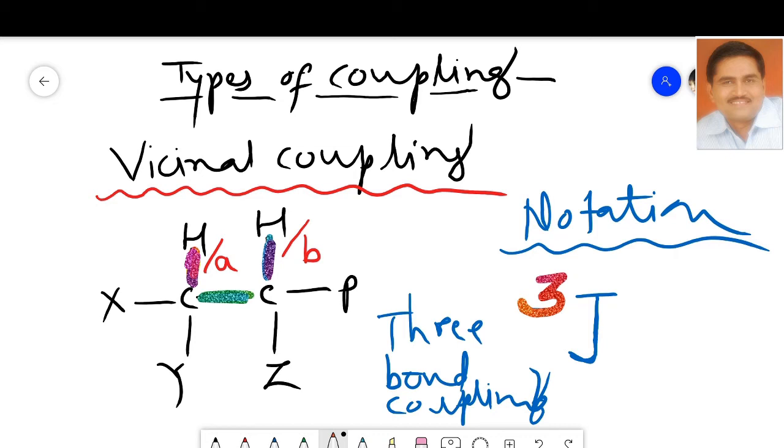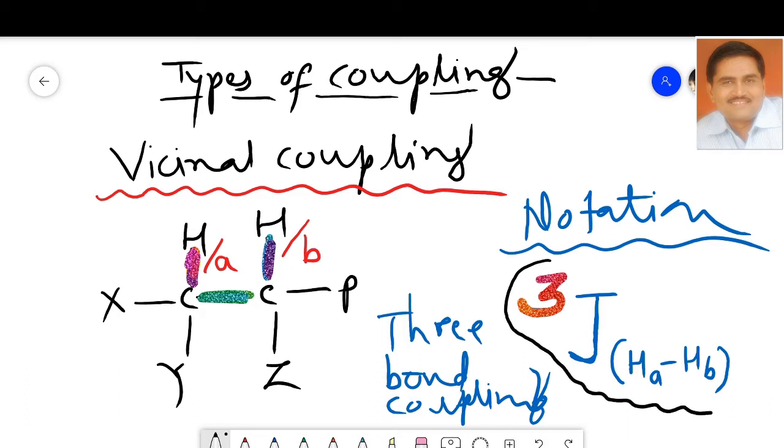And for the coupling between two protons, here we write HA and HB. So you must know the notation of vicinal coupling: 3J HA HB. Clear?